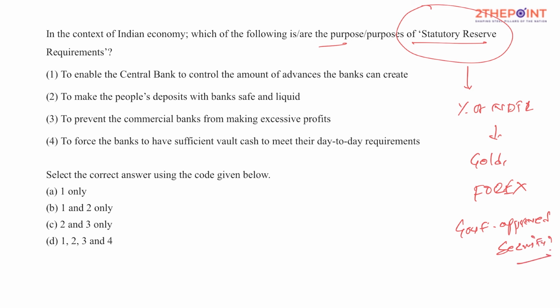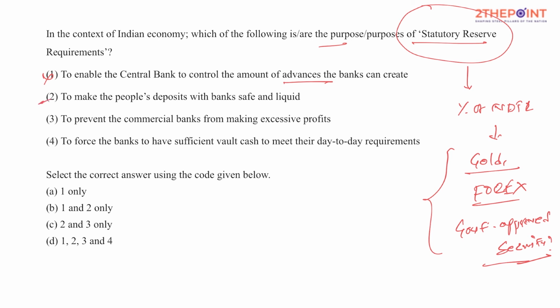Let's look at it. To enable the central bank to control the amount of advances the banks can create? Of course, by altering SLR, you could control the supply of money, or the amount of money banks lend, but its intention is not this. To make people's deposits with the banks safe and liquid, to an extent, banks keeping most of their reserves in this form would help in better returns to the bank. So maybe this makes sense.